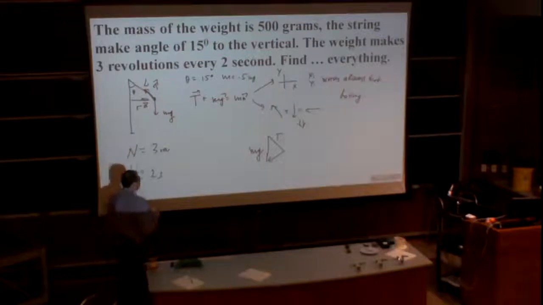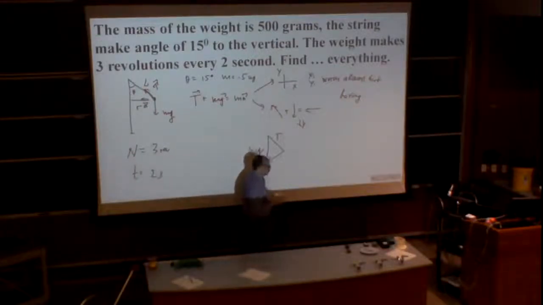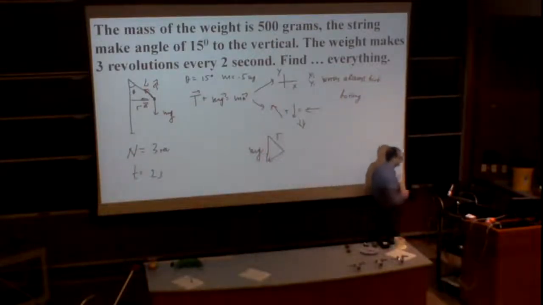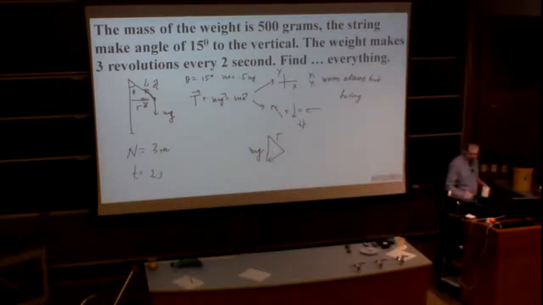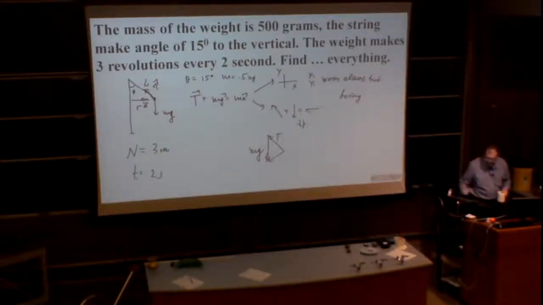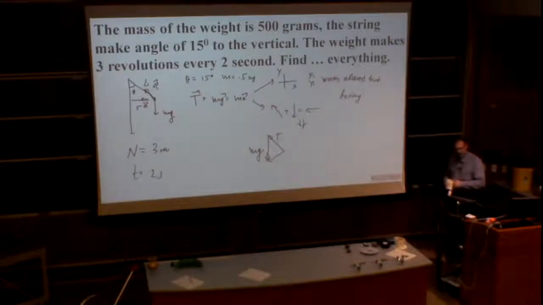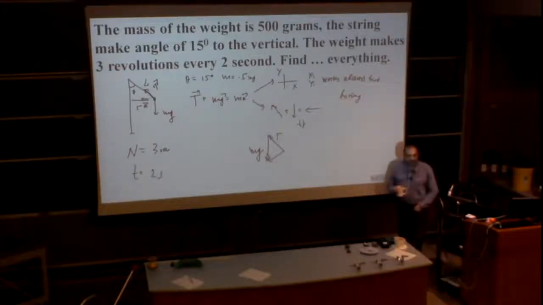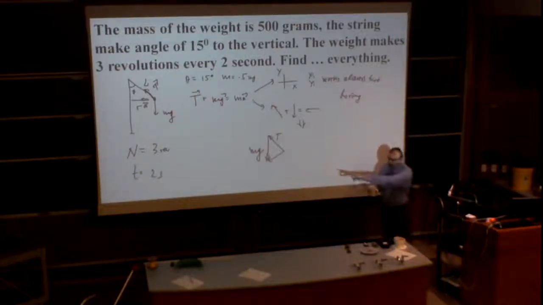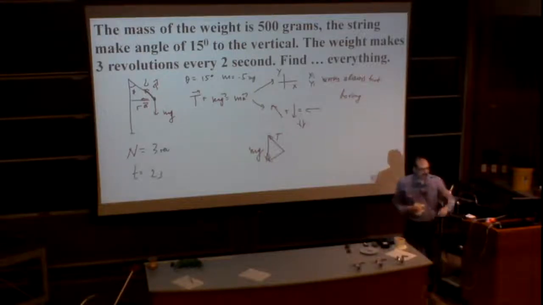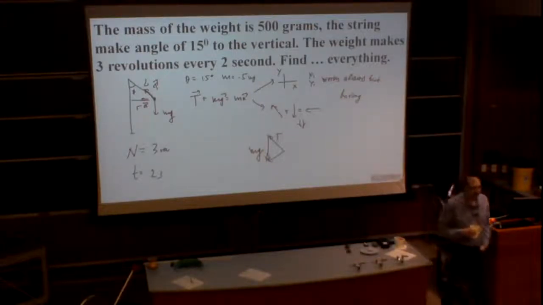Well, in this triangle, M, G, and T don't even have directions, so how would I change it? Well, but if you insist, I can add the directions. Tension points toward the top of this device, and gravity always points down.